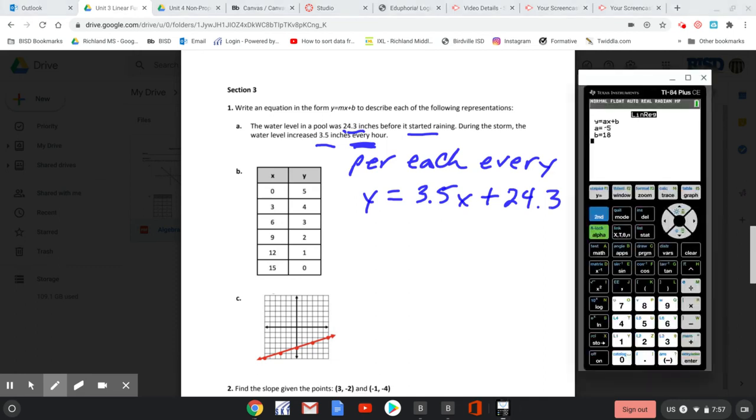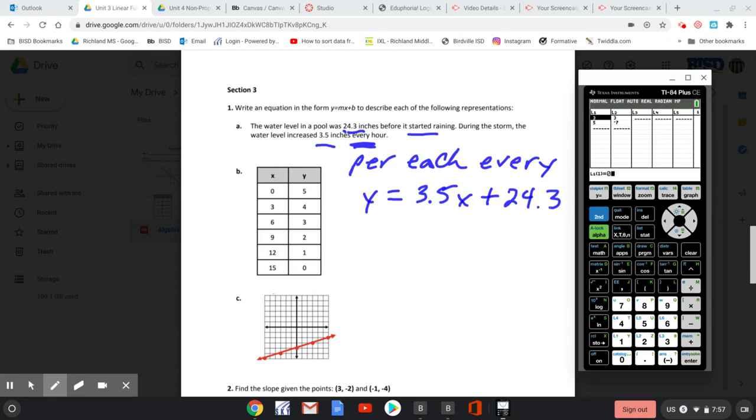Now we have a table. So we are going to, again, use stat edit. If you do not have your calculator or you do not know how to use your calculator, I can't tell you how difficult this class is going to be, or already is. Stat, enter, because it's just going to get harder.